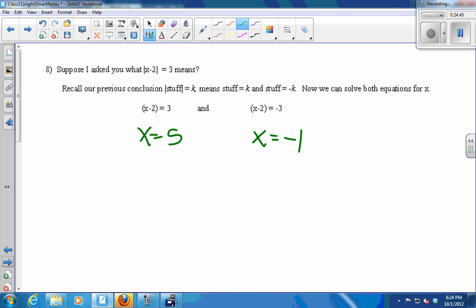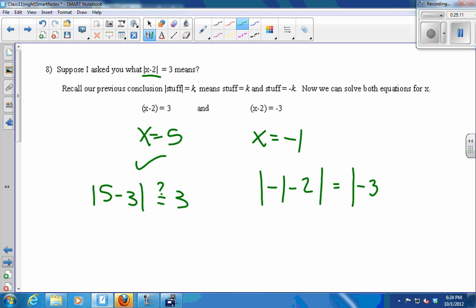Check both your solutions. If I plug a 5 in here for x, 5 minus 2 is 3. The absolute value of 3 is 3. That one checks. For the -1, take the absolute value of -1 minus 2. That's the absolute value of -3, which is 3. Check. So both solutions are correct.